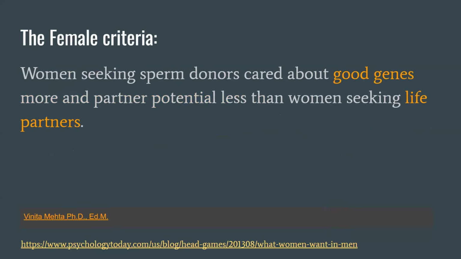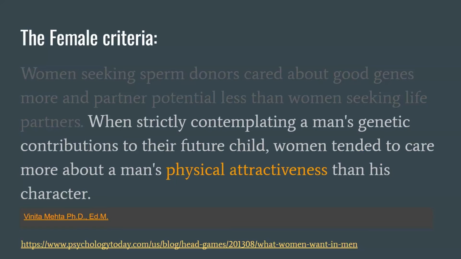Women seeking sperm donors for in vitro fertilization cared more about good genes, and mostly less about partner potential, than women who are seeking life partners. So when you're looking for a real person, you're not necessarily looking for the good genes, but if you're looking for a good sperm donor, that's what you look for. So when strictly contemplating a man's genetic contributions to the future child, these women tended to care more about the man's physical attractiveness than his character.